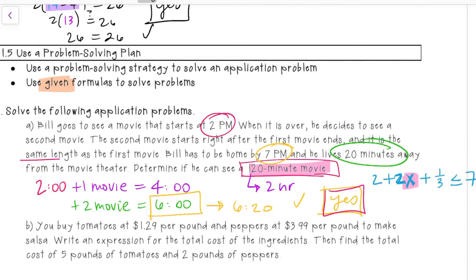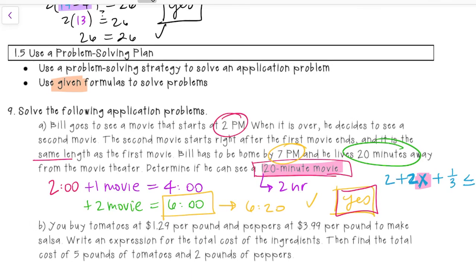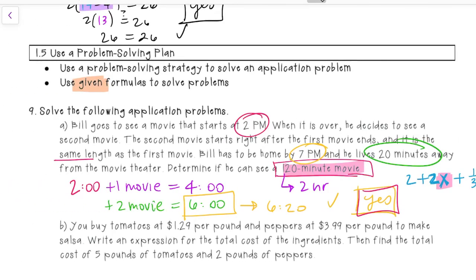So your job, for example, or problem number 9B, is to figure out first the expression for the total cost of the ingredients. So this one's going to have 2 answers. So you write the expression and then find the total cost of this many tomatoes and this many peppers. So make sure you answer both parts.